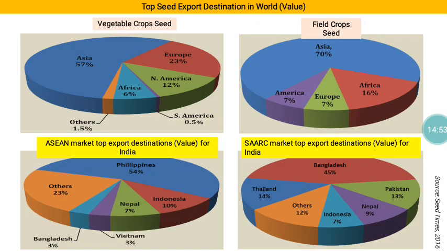This shows the top export destinations in the world. Vegetable crops as well as field crops are moving in large volumes at the international level. With reference to vegetable crops, the topmost destination is Asia, with 50 to 57% of the material exported to Asian countries. Similarly, for field crops, 70% of the seed material is exported to Asian countries. So Asia is one of the potential marketplaces for seeds.